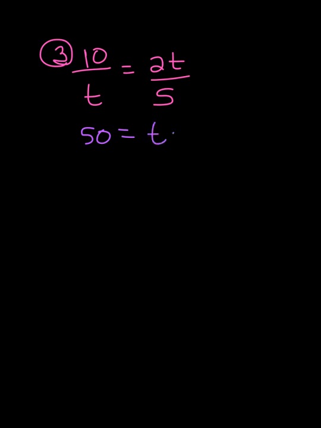In number 3, we'll take 10 times 5, which gets us 50, and then t times 2t. So I'm going to write that out because sometimes that gets tricky. So I have 50 is equal to t times 2t. Remember, we're going to add the exponent. So this gives me 2t squared.